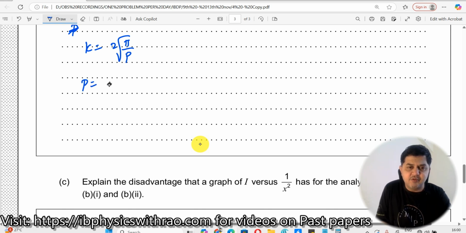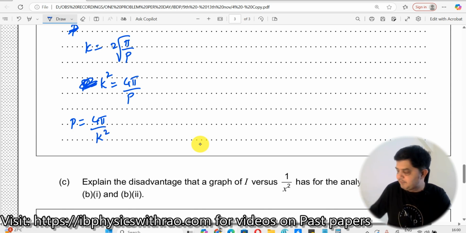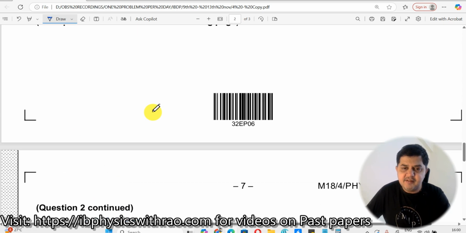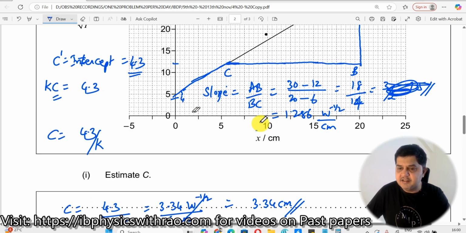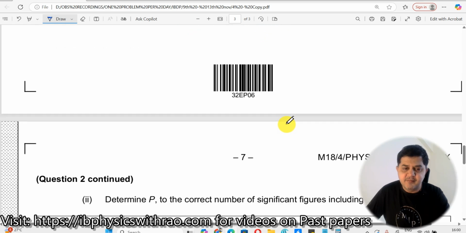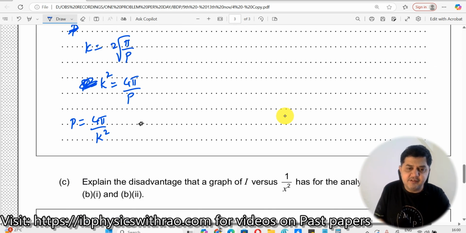Let me square this and go step by step. K square equals 4 pi divided by P. P is equal to 4 pi divided by K square. Okay, now what's the value of K? The value of K is 1.286. I have to take this. So this should be 4 into 3.14 divided by 1.286 whole square.